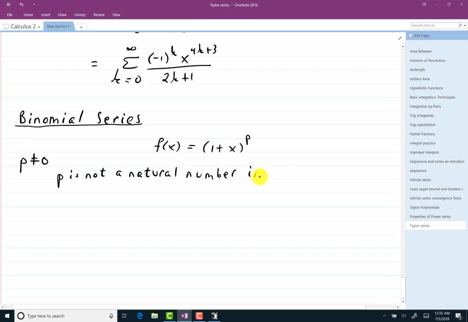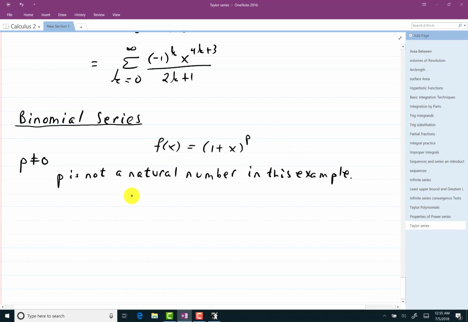in this example. The reason why I'm doing that is because I want to take an infinite number of derivatives, and if p is a natural number, by the time you take the p plus first derivative, it will have zeroed itself out. It's just a polynomial anyways. So those have been covered in college algebra courses that you've had before this one. So instead, I'll deal with other p's where I can take derivatives forever. So let's start doing that and see what happens.